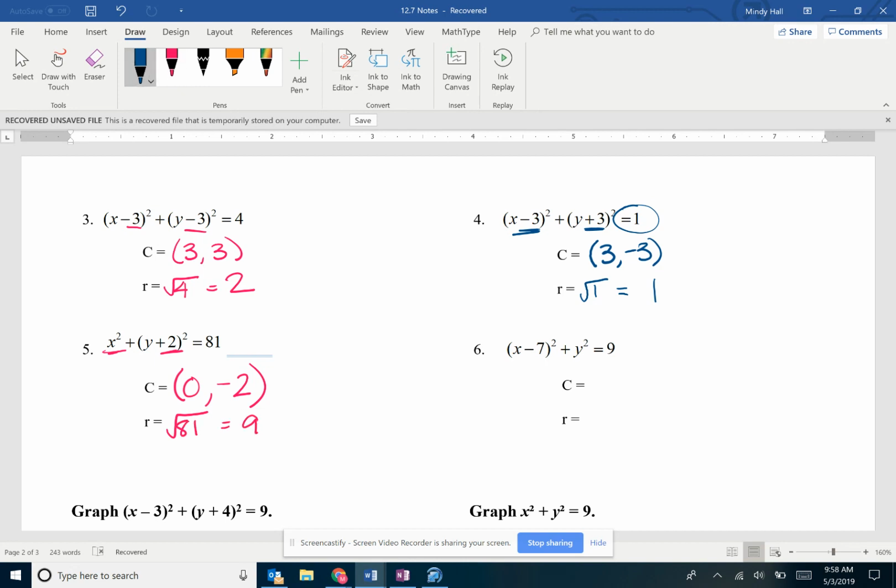Okay? So then, for this one, my center opposite would be positive 7 and 0 because nothing's with the y. And then the radius is the square root of 9, which is 3. Okay?